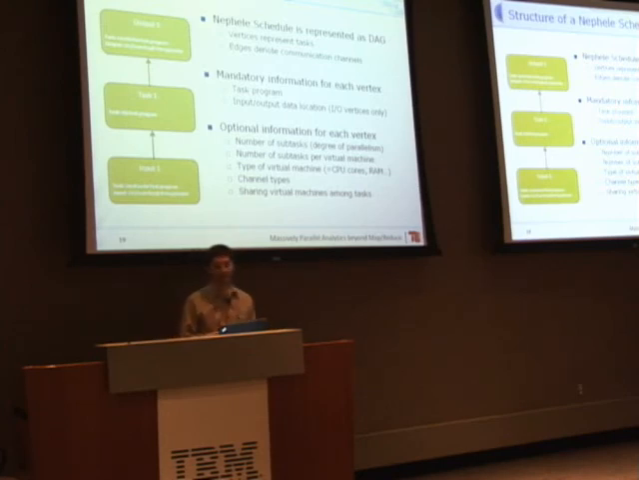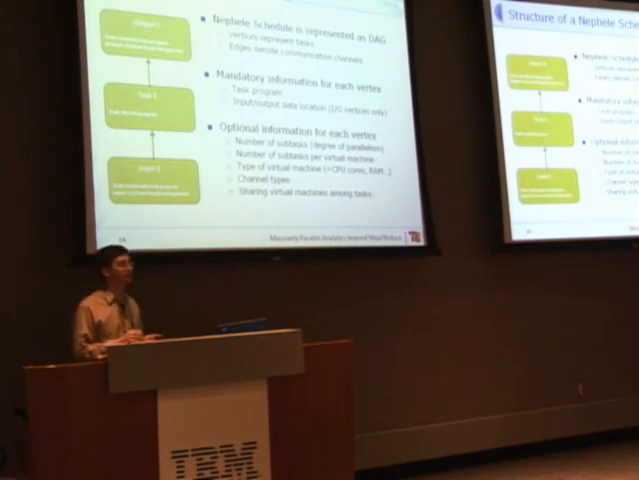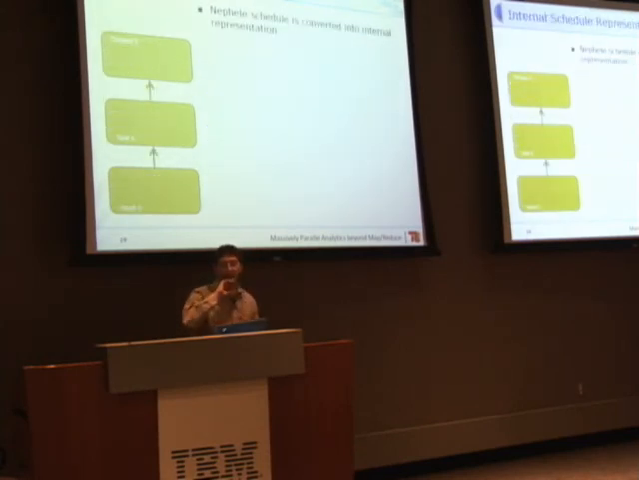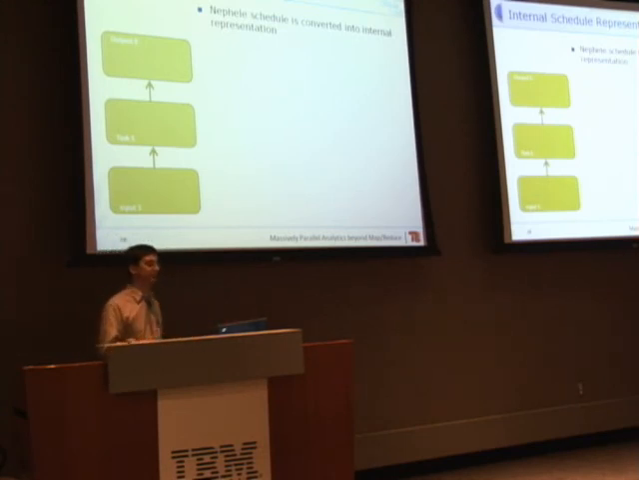And there's some optional information that we are using, like the number of subtasks, which is really your degree of parallelism or multi-programming level. The number of subtasks per virtual machine, the number of virtual machines, the type of the virtual machine, how many CPU cores, RAM and whatnot, the channel types, and how the virtual memory is shared among tasks. And this schedule is converted into an internal representation.